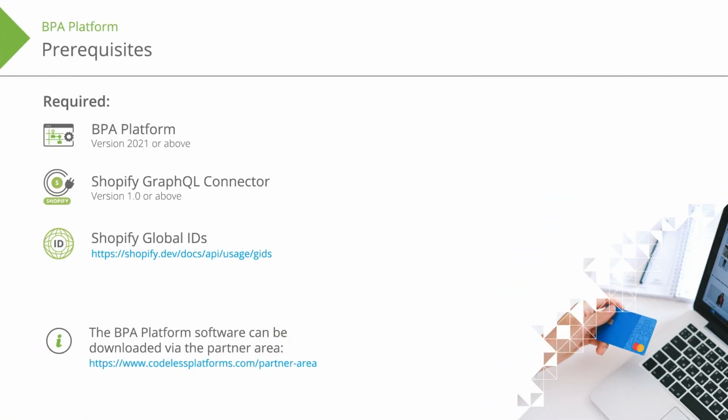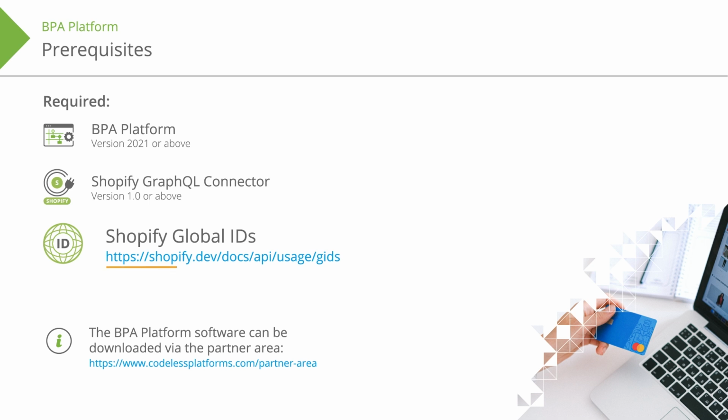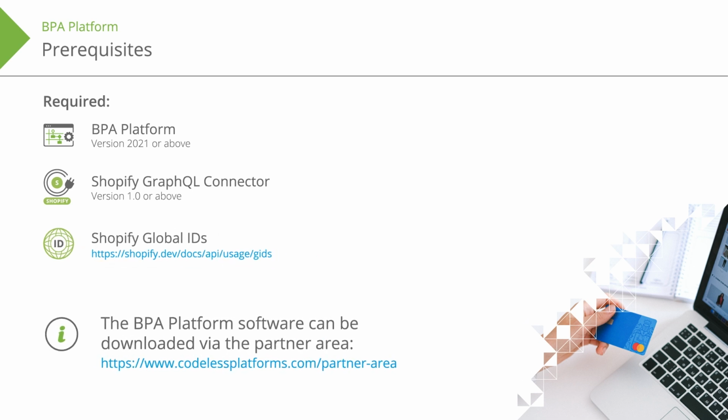You will require BPA Platform 2021 or above and the Shopify GraphQL connector. You will also require global IDs for various Shopify objects. A detailed explanation of how to obtain these can be found via this link. The BPA Platform related software can be downloaded via the partner area on the Codeless Platforms website.